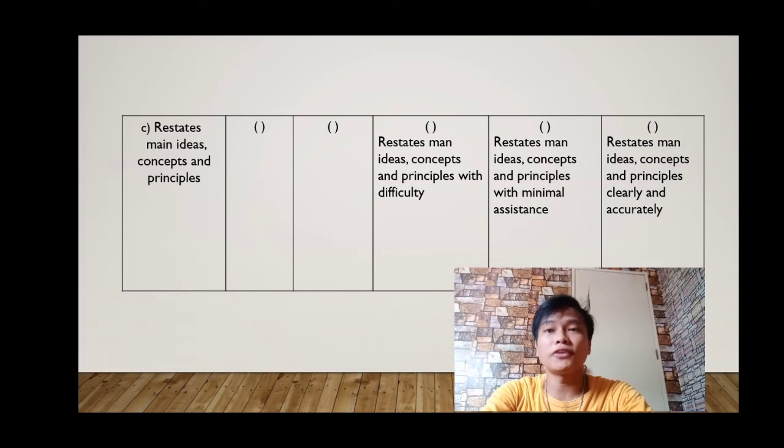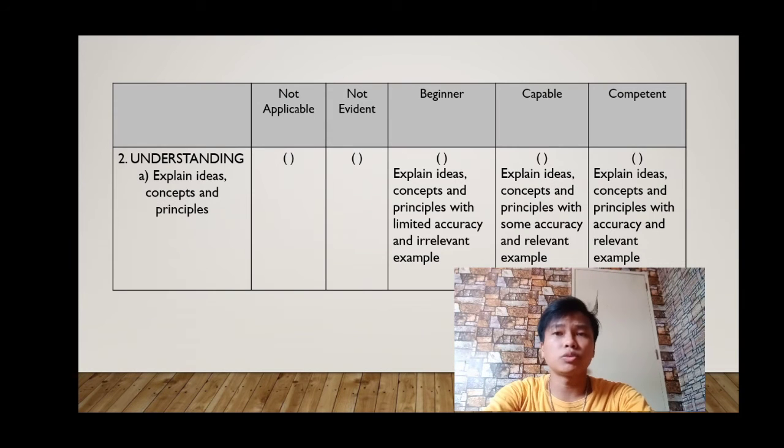So we're done with the first cognitive task, which is remembering. Let's proceed to another cognitive task, the second cognitive task, which is understanding. An example of a situation in this is the student can explain ideas, concepts, and principles. In the category of the beginner, the students explain ideas, concepts, and principles with limited accuracy and irrelevant examples.